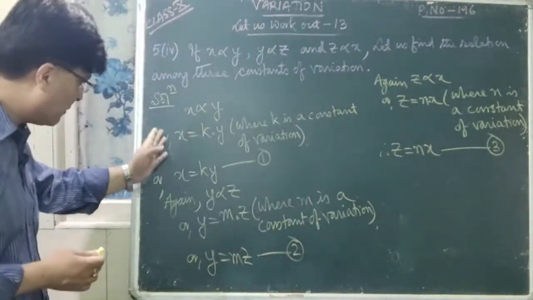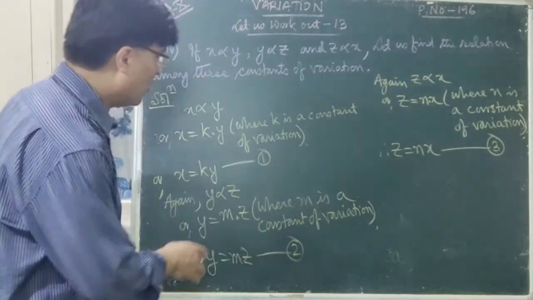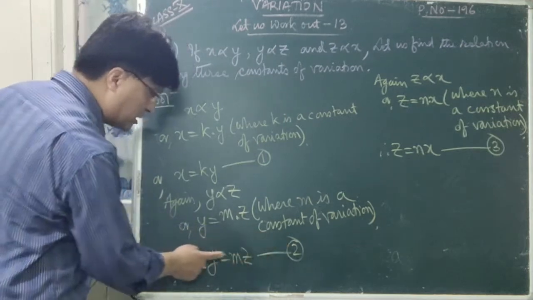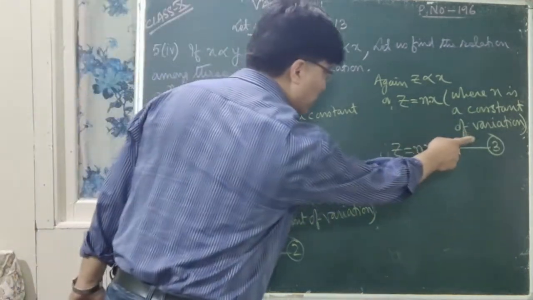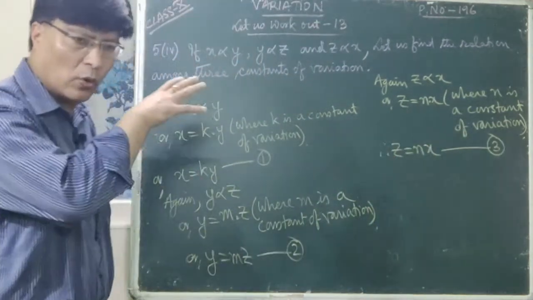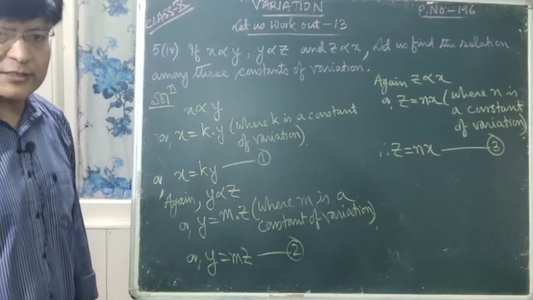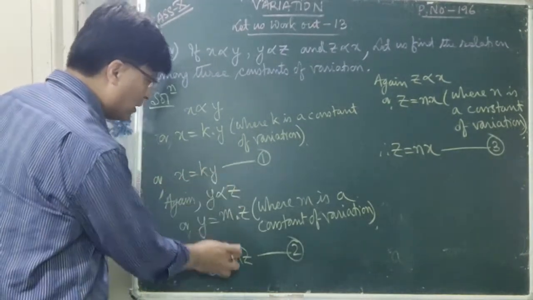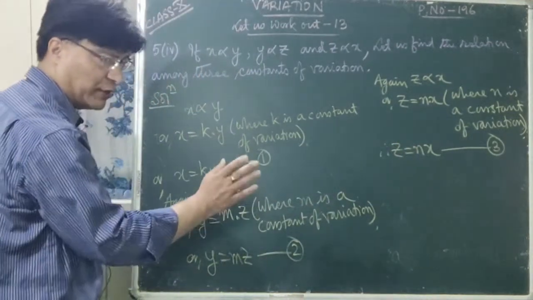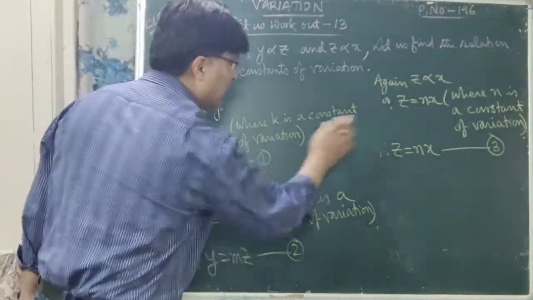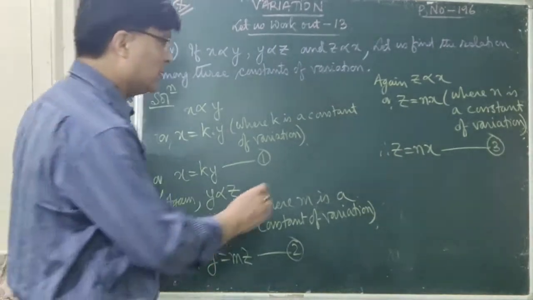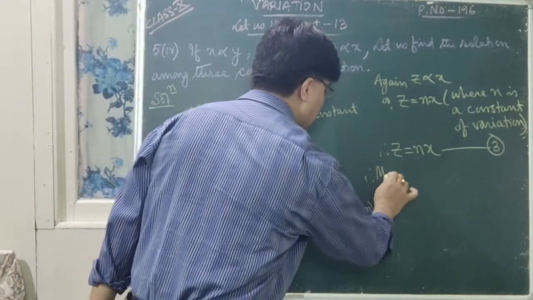So multiplying 1, 2 and 3, that means you have to multiply all the left hand sides: from 1 the left hand side x, from 2 the left hand side y, and from 3 the left hand side z. That is xyz is equal to, you have to multiply all the right hand sides from 1, 2 and 3.